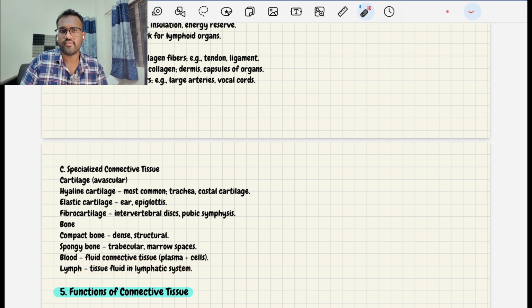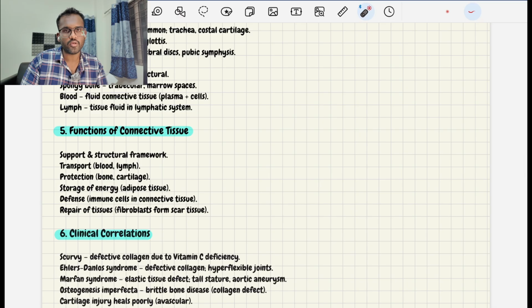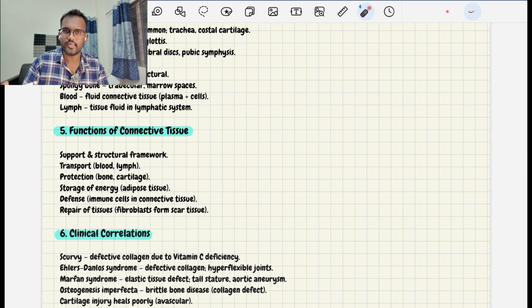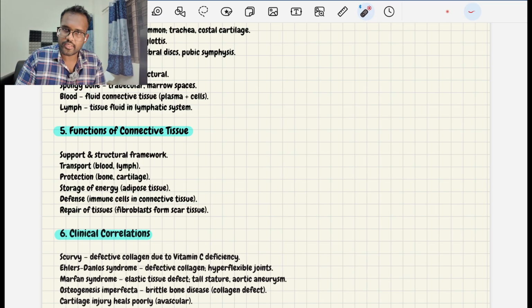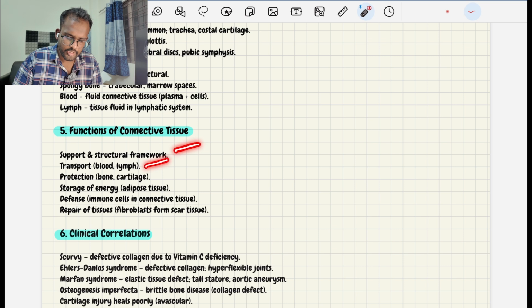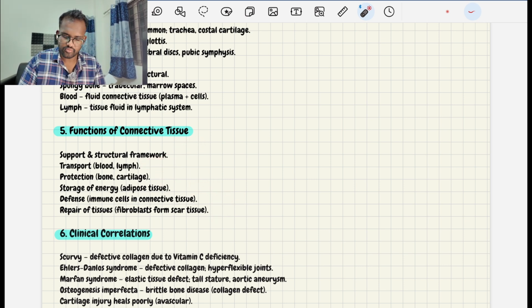This connective tissue is very important. Many questions can be formed from this topic. So remember, connective tissue is nothing but bone, blood, and other kinds of cells like fibroblasts, which can connect multiple organs to each other. So the functions of connective tissue are support, transport, protection, storage, defense, tissue repair, etc. All kinds of functions are here. You can go through it.